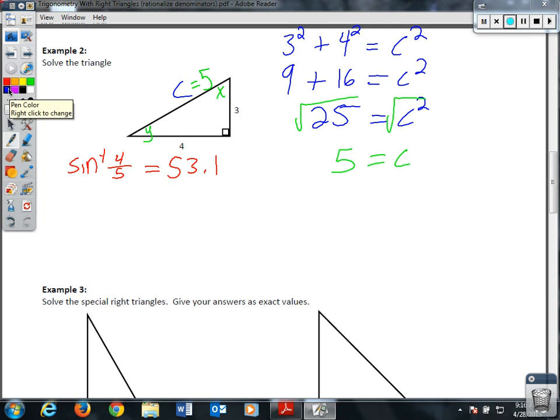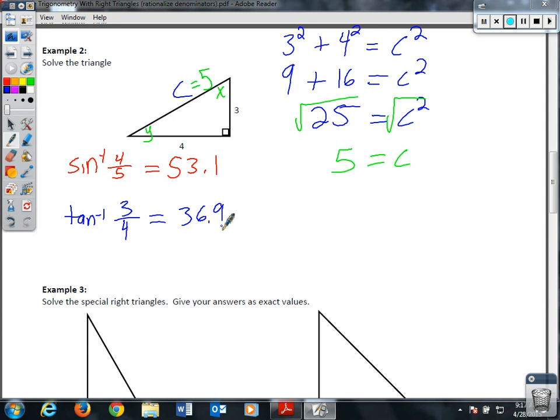To find y, we could do the sine inverse of 3 divided by 5. We could do the cosine inverse of 4 divided by 5. Or what I'm going to do is the tangent inverse of, that would be the opposite is 3, and adjacent is 4. Plug that into the calculator, and you get approximately 36.9 if you round to the nearest tenth.